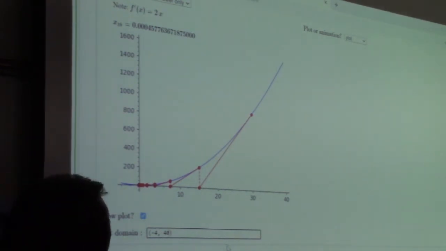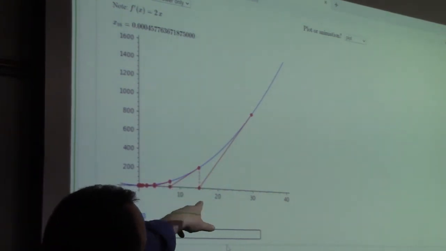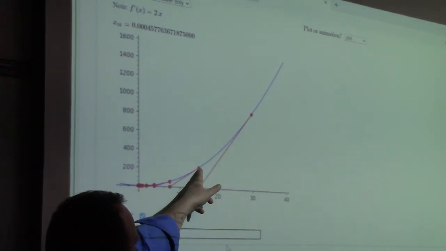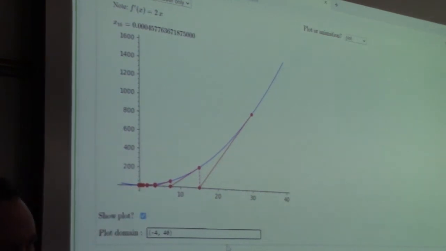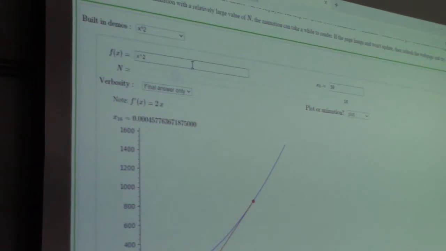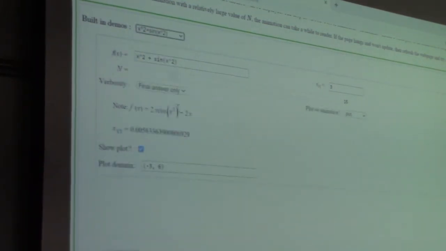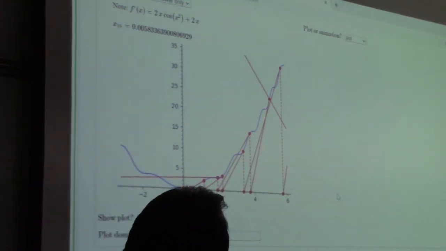This controls how far you can see the function. And that's the initial guess, the first guess, second guess, third guess, fourth guess, zooming into the zero, of course. But I think he had some other built-in demos that were pretty snazzy. Like this x squared sine x is pretty cool. Take this thing out. So x squared sine x is a funny function.